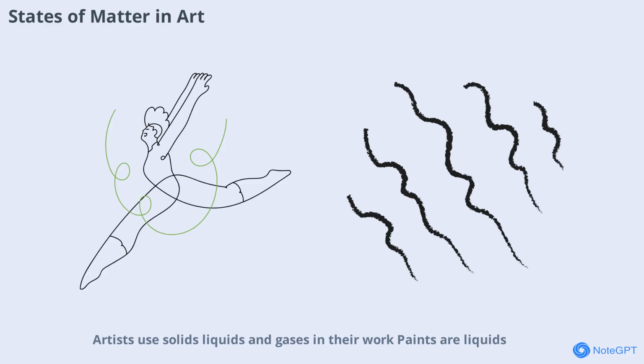Artists use solids, liquids, and gases in their work. Paints are liquids, sculptures are solids, and some installations use fog or smoke. Understanding how materials behave helps artists create beautiful and lasting works.